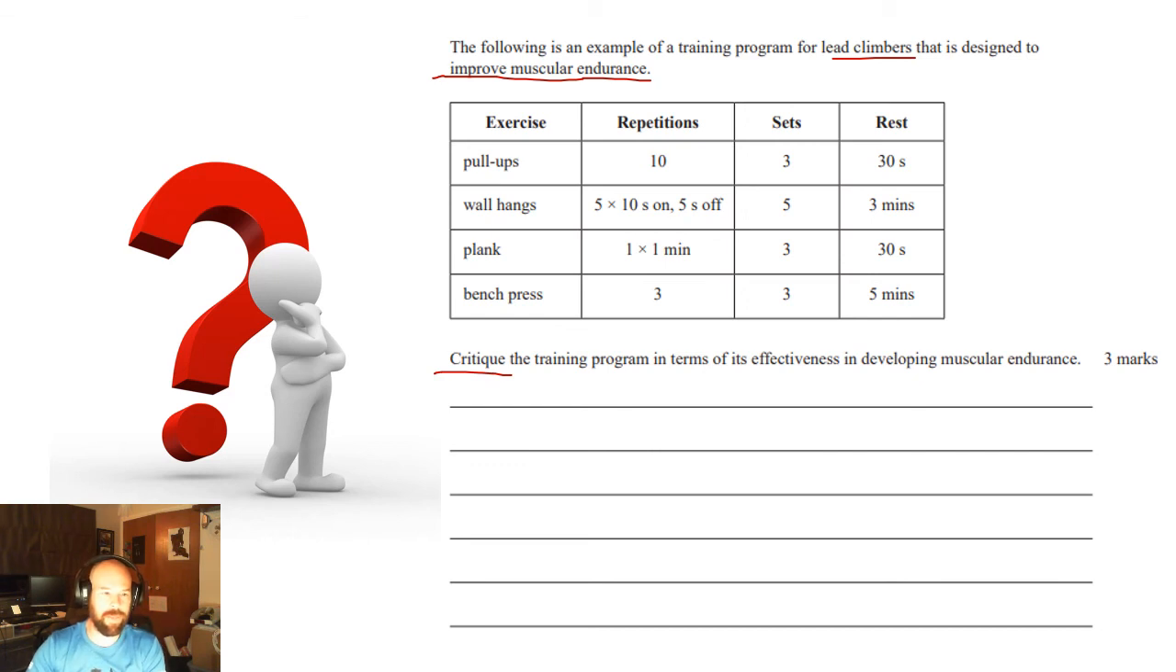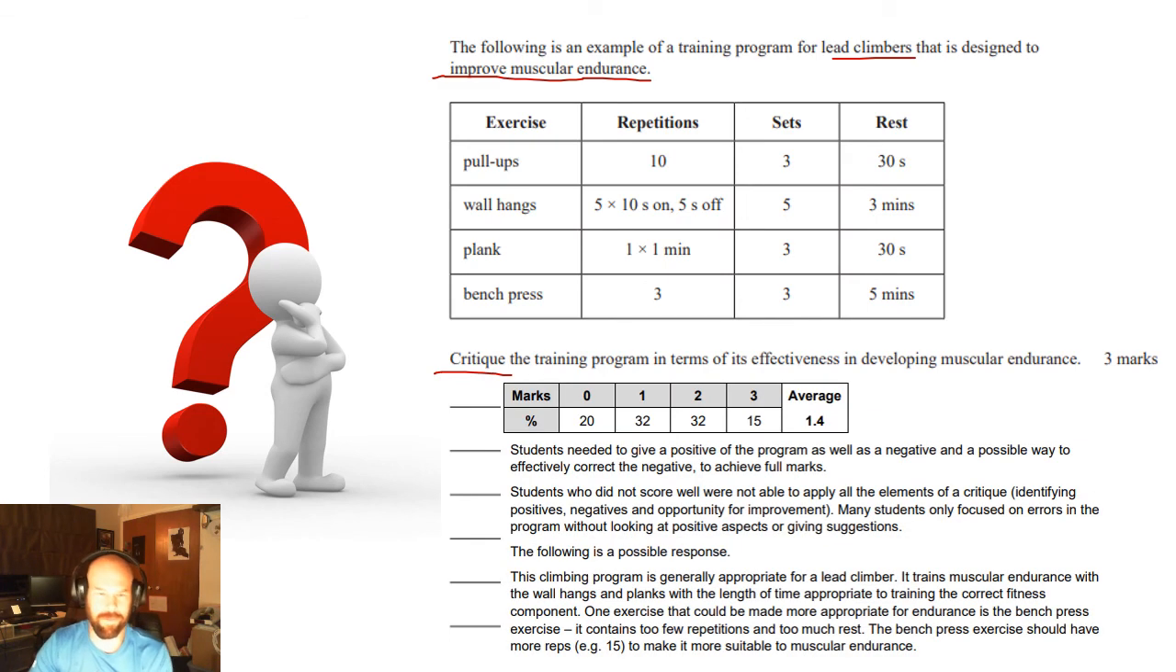Times up. Okay, so let's have a look at what the examiners said in their report and how they marked it. An average of 1.4. Only 15% of the state managed to get the full 3 marks. The rest didn't do so well. What you needed to do was give a positive, give a negative, and then give a way to possibly improve that negative and turn it into a positive. Those that couldn't do any of that, obviously you didn't get the marks.